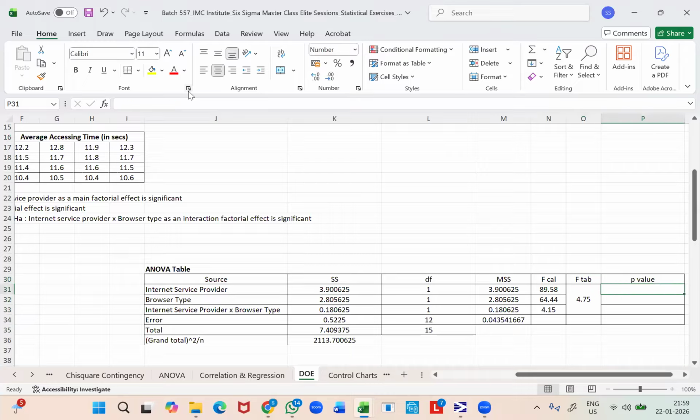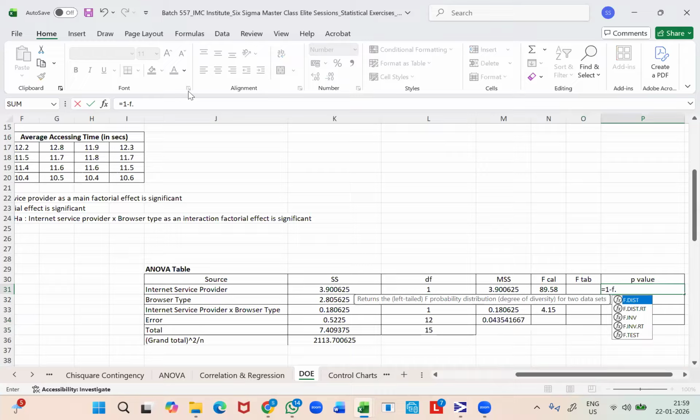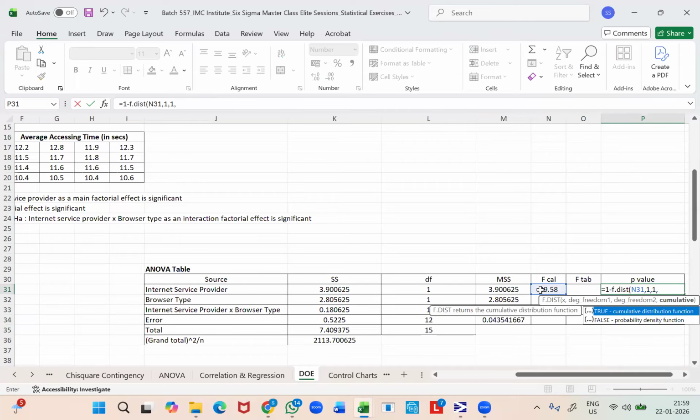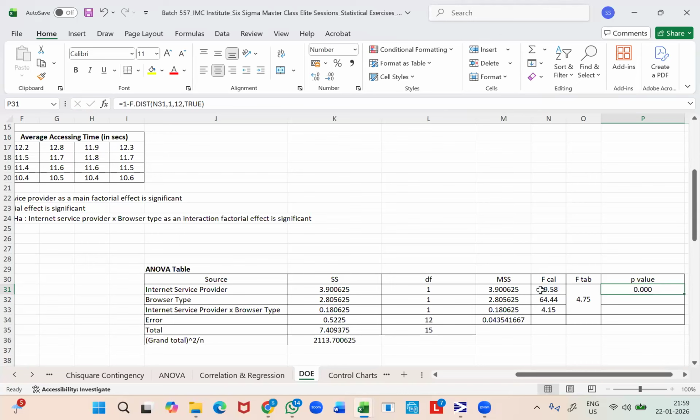So if you are going to calculate the p-value, right? So it is 1 minus F.DIST, open bracket. So we need to provide the F calculated value as the reference, comma 1, comma 12, comma, cumulative will be true. So the p-value is 0 for the main factorial effects, whereas the p-value is 0.064 for the interaction factorial effect.